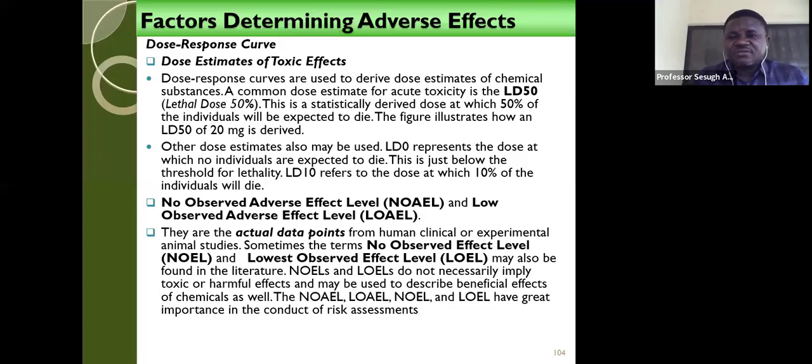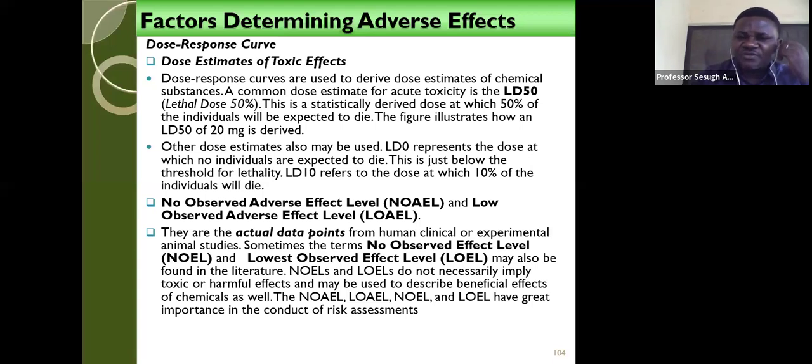All right. So those response curves are used to derive dose estimates of chemical substances. A common dose estimate for acute toxicity is the LD50. That is lethal dose, 50%. This is a statistically derived dose at which 50% of the individuals will be expected to die. Okay? The figure illustrates how an LD50 of 20 milligram is derived.